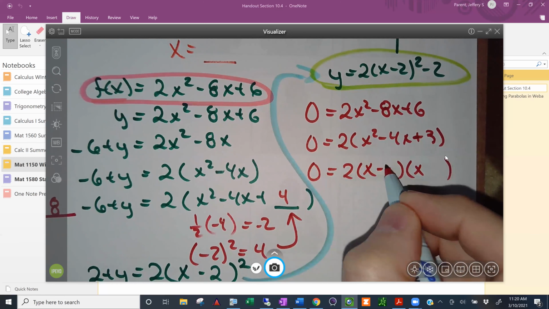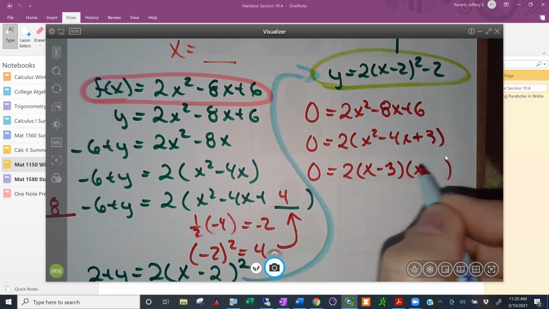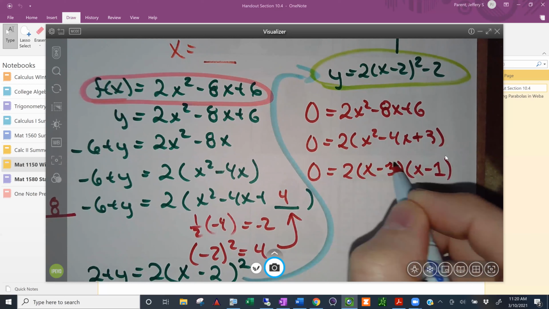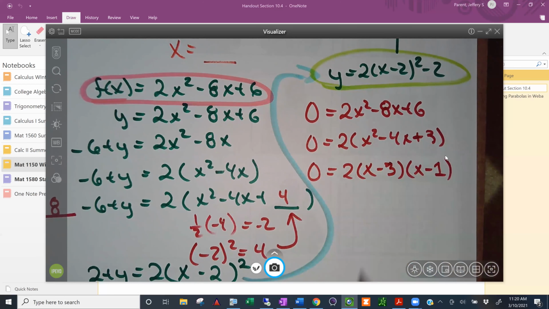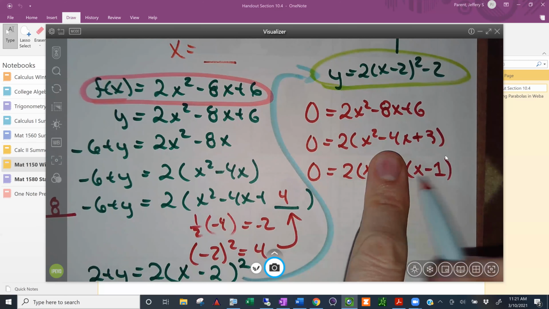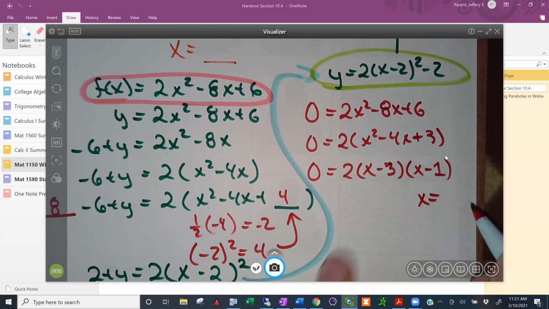-3 and -1. Negative 3 and negative 1. So I've got this times this times this equals 0. Well, when could this term be 0? What value of x? Don't make one person do all the work. Someone else help me out.